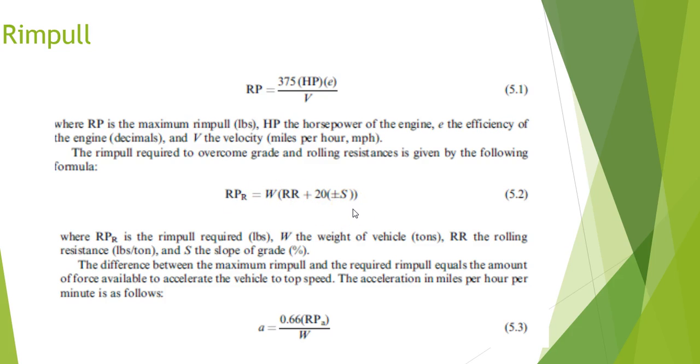The difference between the maximum rim pull and the required rim pull equals the amount of force available to accelerate the vehicle to top speed. In other words, the difference between these two equations, 5.1 and 5.2, gives you equation 5.3, and it's the acceleration that is important.